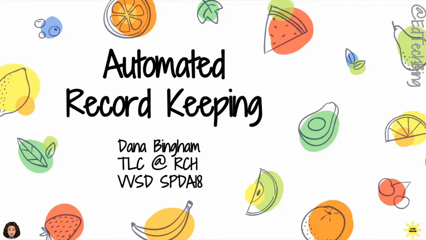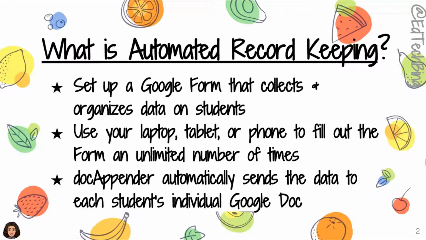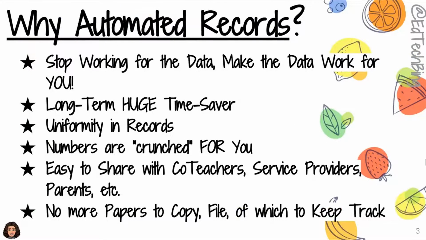Hill Elementary. With automated record keeping, you set up a Google form that supports you in collecting and automatically organizing various types of data on students. You may use your laptop, tablet, or even your phone to fill out this Google form an unlimited number of times. The add-on Doc Appender automatically sends this data to each student's individual Google Doc. Automated records allows you to stop working so hard for the data and finally make the data work for you.